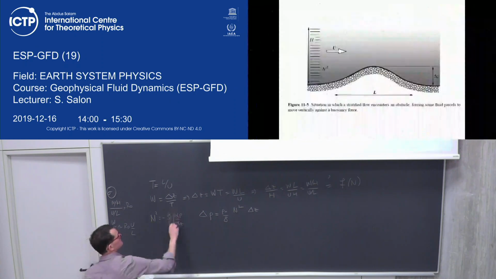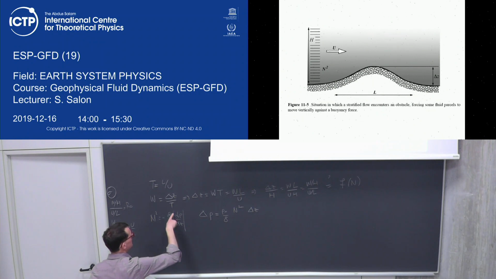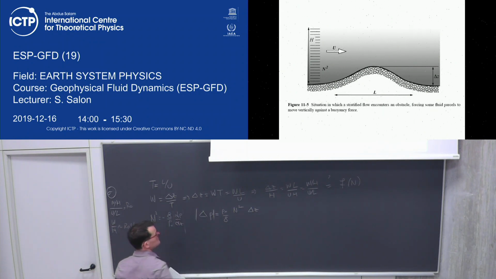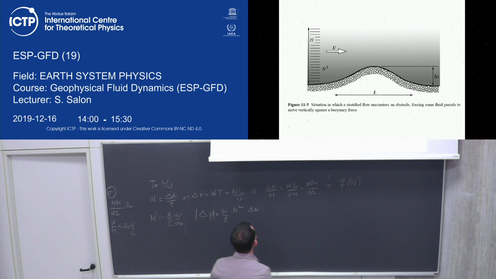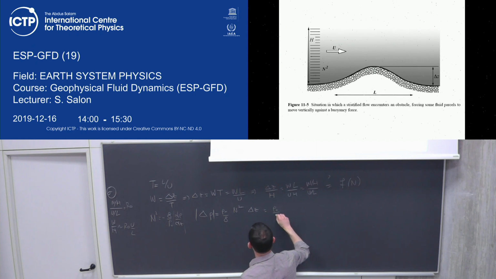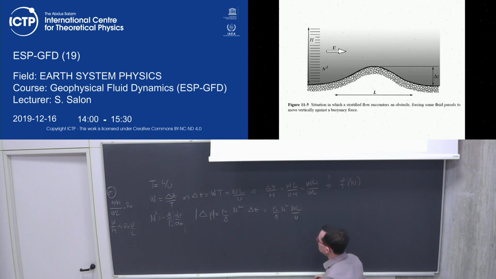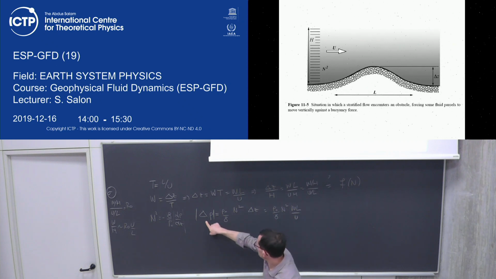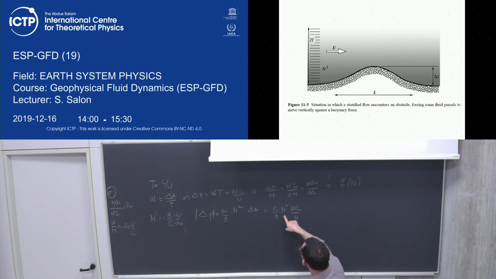Yes, I can. I mean, there is a minus. What I can do is to take this, okay? So it's just to have an idea, because in any case, this is always negative, okay? So the minus is because we have to take this positive. Okay, so we can substitute delta z with this expression. So we will have rho 0 g N squared W L over U. So from here we have an expression of delta rho, which is a function of N squared and of this W L over U.